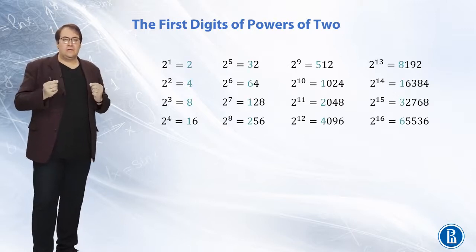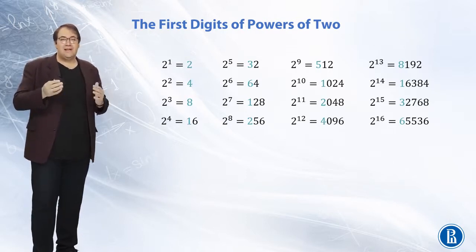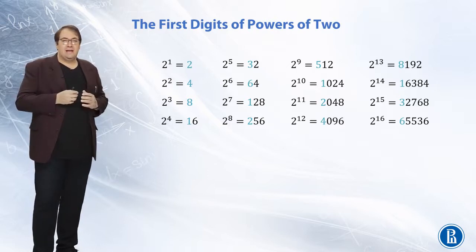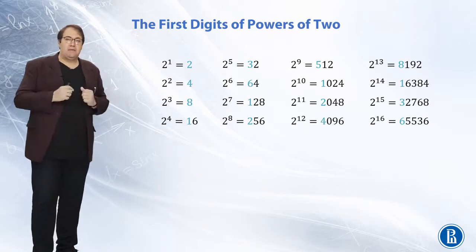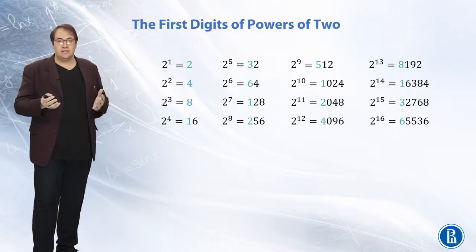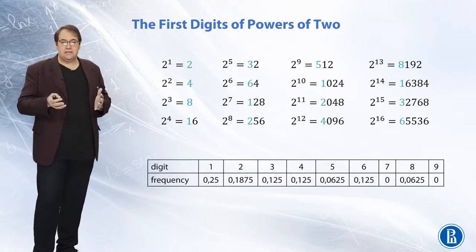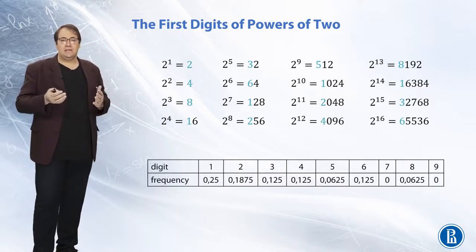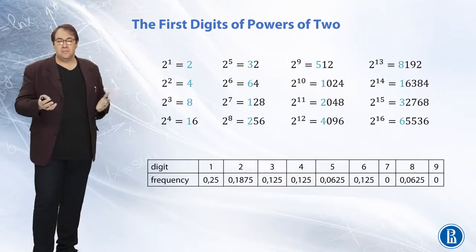2, 4, 8, 1, 3, 6, 1, 2, 5, 1, 2, 4, 8, 1, 3, 6. At first sight, well, nothing interesting. However, let's calculate the frequency of each of the digits. Among the first 16 powers of 2, we'll have such frequencies. We see that 1 is the most frequent digit, and 7 and 9 are the least frequent. Actually, they didn't even appear.